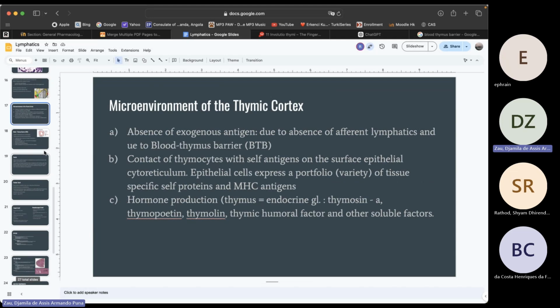Okay, now let's talk a bit about the microenvironment of the thymic cortex. Remember, guys, the cortex is where the immature cells first go, proliferate, mature, gain their receptors, and undergo the selection procedure. Important to know these things. So the microenvironment, we know that there isn't an exogenous antigen, right? And there isn't exogenous antigens because we don't have afferent lymphatics going there.